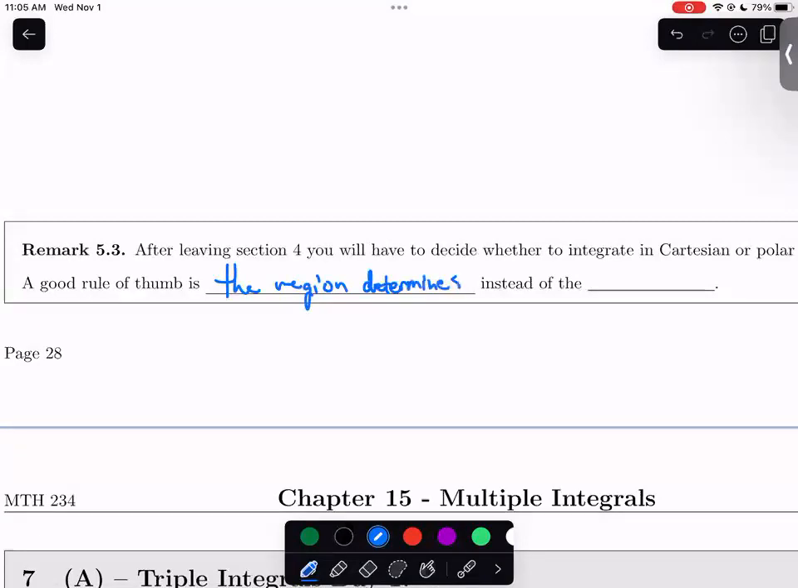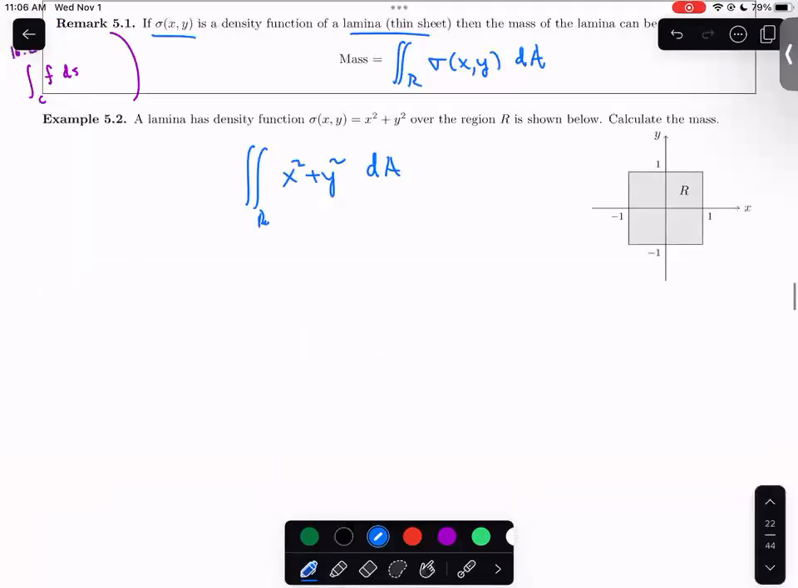determines this, instead of the function. So I would always put more weight on the region than the function. If you have conflicting information like this, where the function would look very good in polar, and yet the region looks very good in Cartesian, go with the region. My claim is that setting this up in Cartesian is very fast, right? Y's go from -1 to 1, x's go from -1 to 1. There, we've set it up.